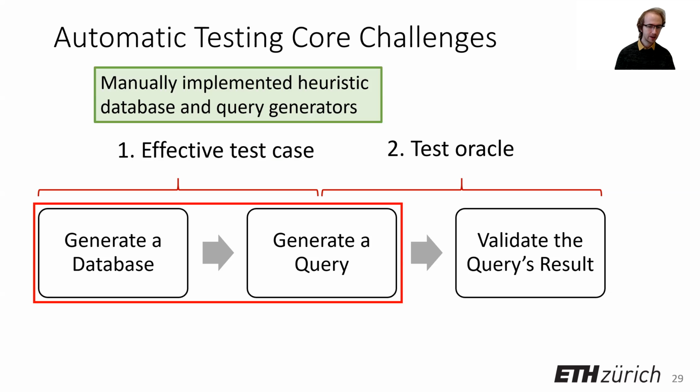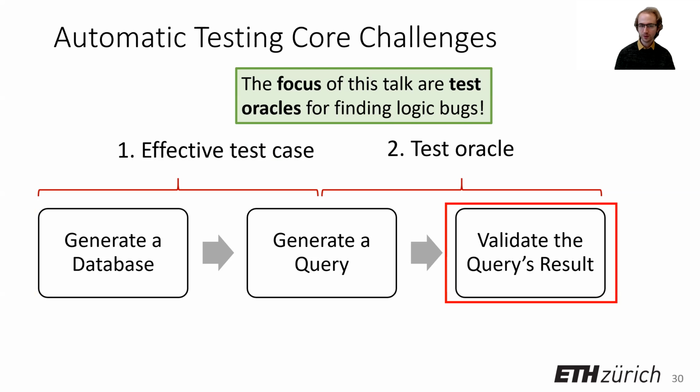So actually, generating a database and generating queries are perhaps the less interesting part. In SQLancer, we manually implemented some database and query generators that heuristically generate statements that are supported by the respective DBMS's SQL dialect. Actually, there exist a number of similar database and query generators that you could use instead. Now, the focus of this talk is test oracles for finding logic bugs, which is also the novel aspect in our work.